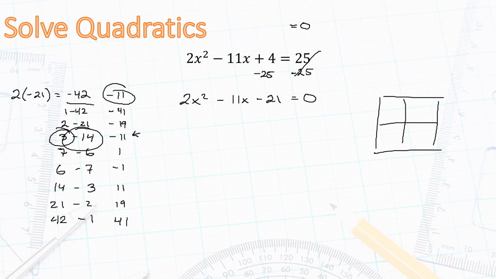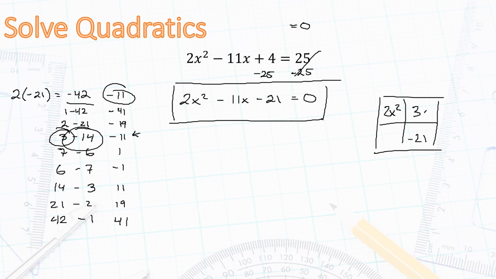Box drawn. 2x squared. Now it's the equation we made where it's equal to 0 that we have to use when we're doing box math. You can't go back up to the original one and use 4. You have to use the minus 21. So minus 21. The other factors we found were 3x and minus 14x.